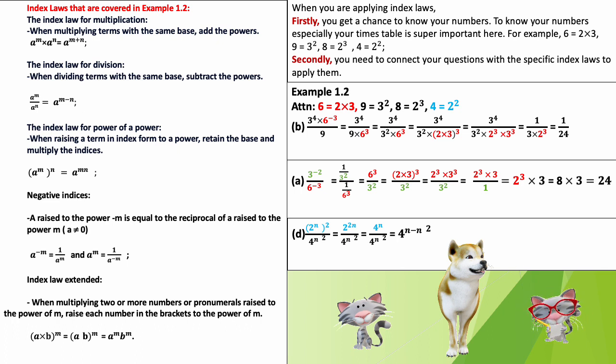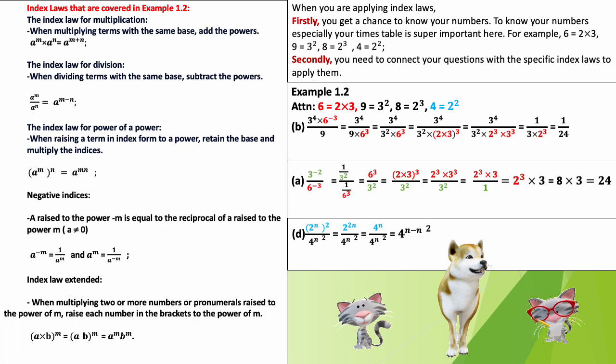So the original question of D in the numerator, bracket 2 to the power of n bracket square, can be rewritten as 2 to the power of 2n, according to this law. Because 2 to the power of 2 can give you 4, so we can do the second step to write 2 to the power of 2n as 4 to the power of n.